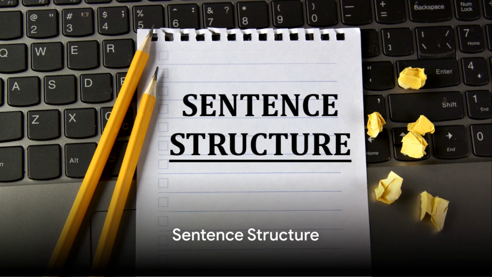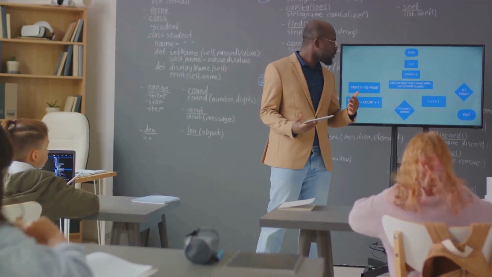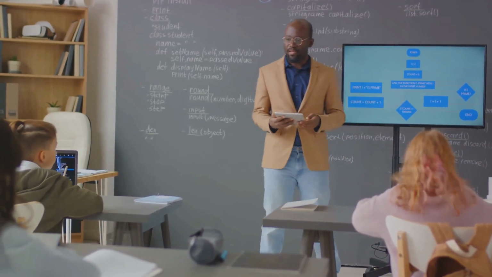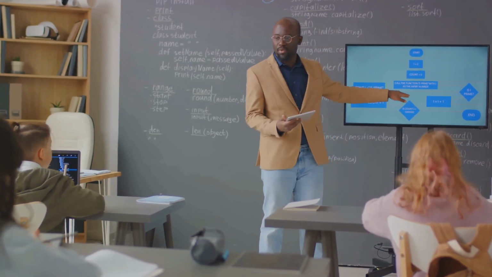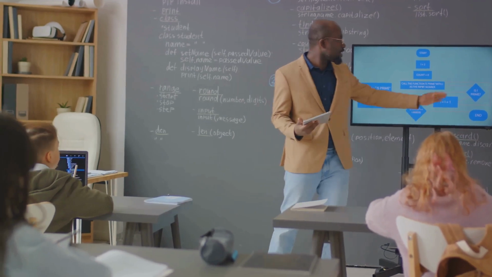Next, we'll explore diagramming sentences. This is a bit like solving a puzzle where each word has its unique place. Sentence diagramming is a visual way to dissect the English language, breaking down sentences into their component parts. It's like a roadmap for a sentence, showing how all the different parts connect.